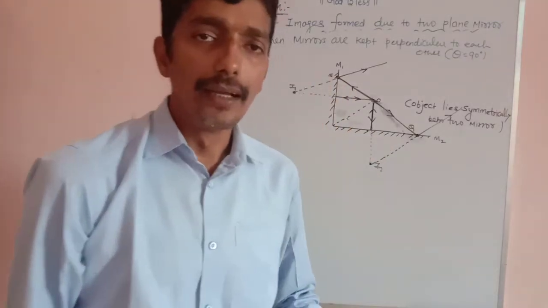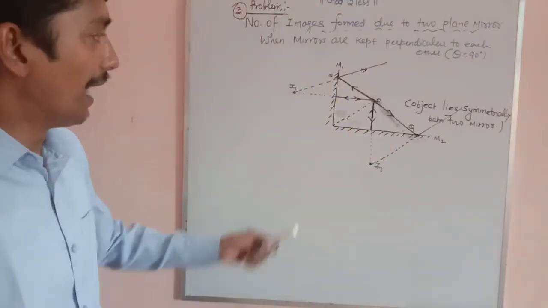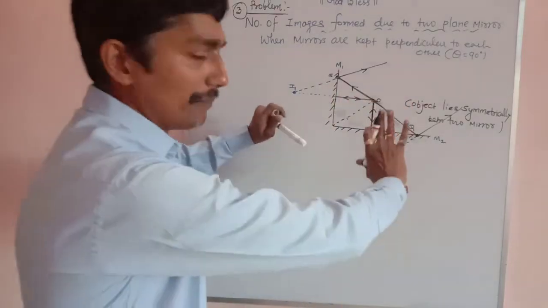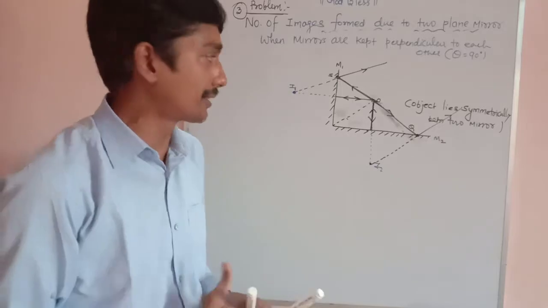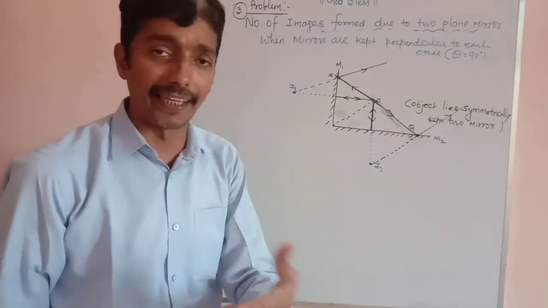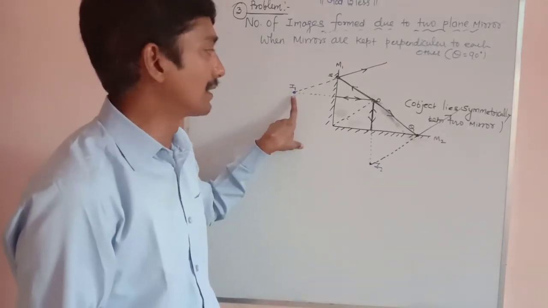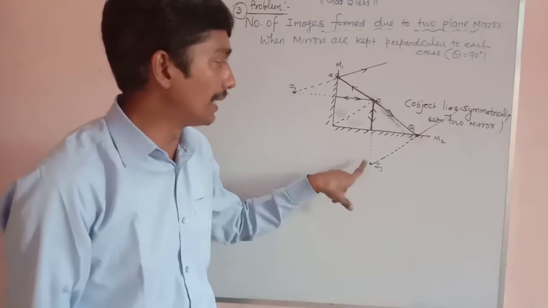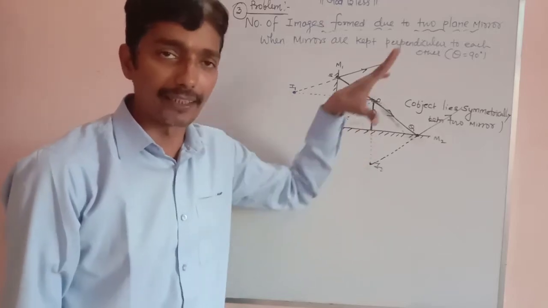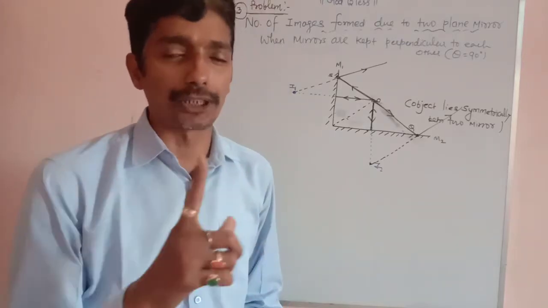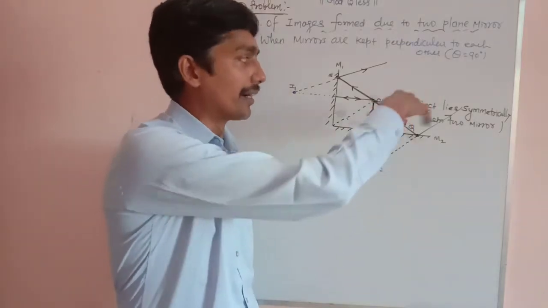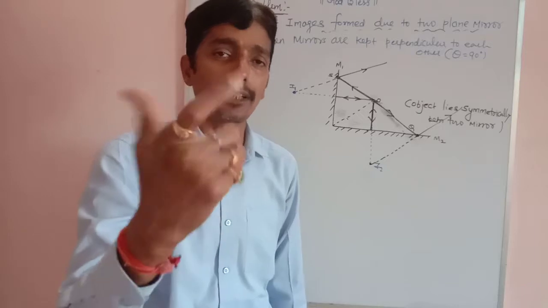Okay. Now, in my diagram, we are very sure that till now we are getting two images, and I have completed the ray diagram also. One image is I1 and the other image is I2 for this case. But assume this question this way. I'll show you roughly also.